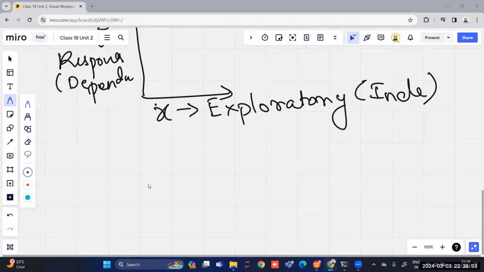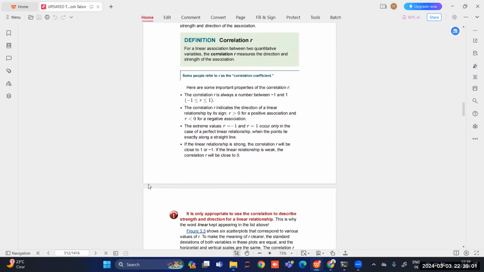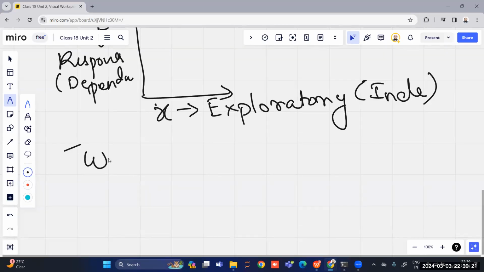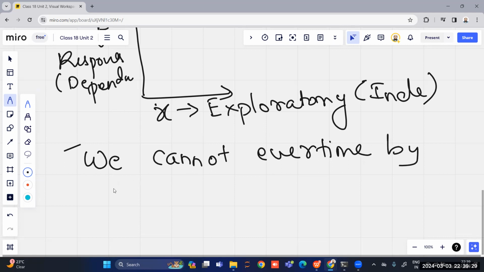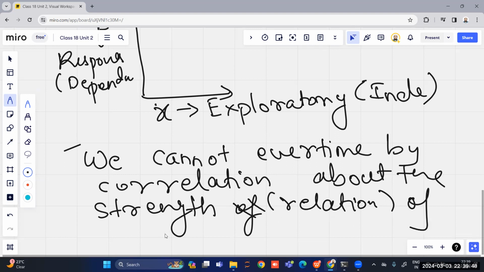Now we come to today's topic. One thing to note is the caution: it is not appropriate to use correlation to describe the strength and direction of a relationship that is not linear. He is telling us that we cannot say every time, by correlation, something about the strength or relation of two variables. He will give some examples below.